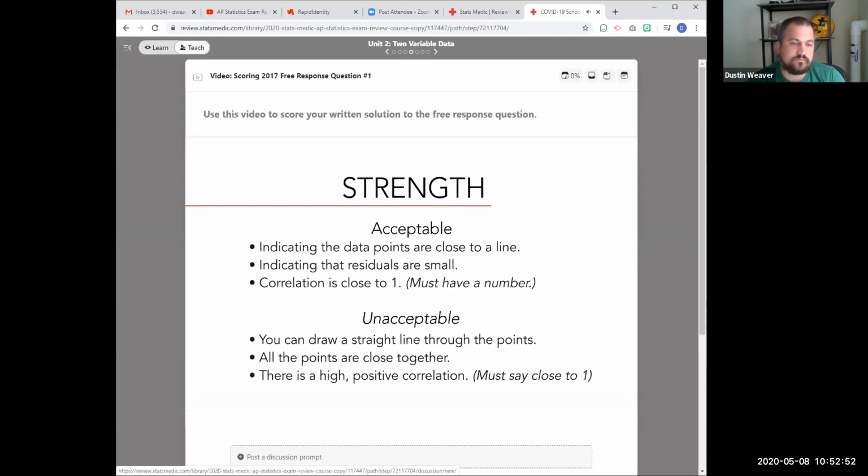Correlation is close to 1. Notice there the number 1 has to be there. There has to be a number. Now here are some that are not acceptable. You can draw a straight line through the points. All points are close together. And there is a high positive correlation. Notice there's no reference to the value of 1.